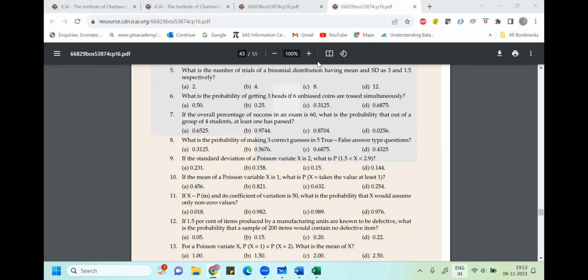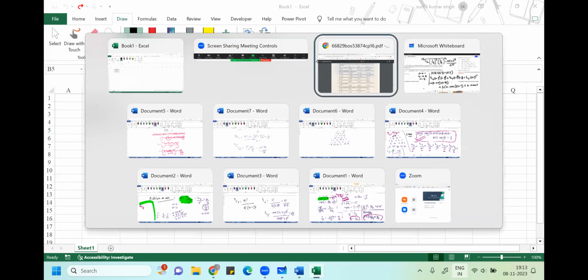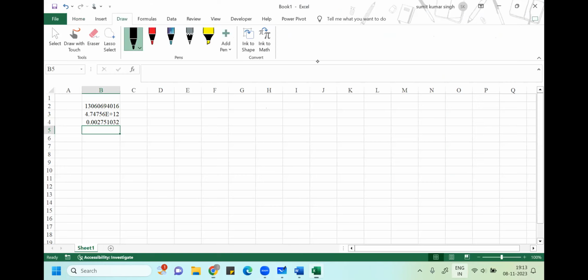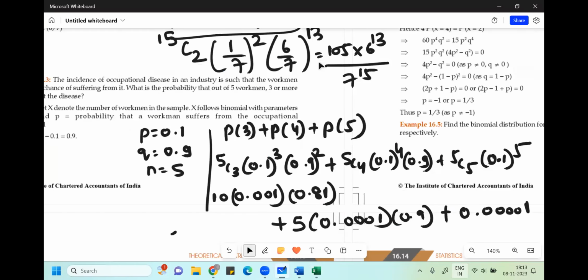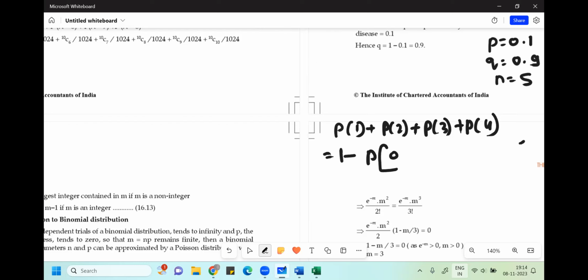Whenever you're getting at least one, please don't do it that way. At least one means how many are there? Four are there, no? So at least one means one plus two plus three plus four, like this they're expecting you. Why do you want to waste your time? Don't do like this. You can directly do one minus probability of zero.